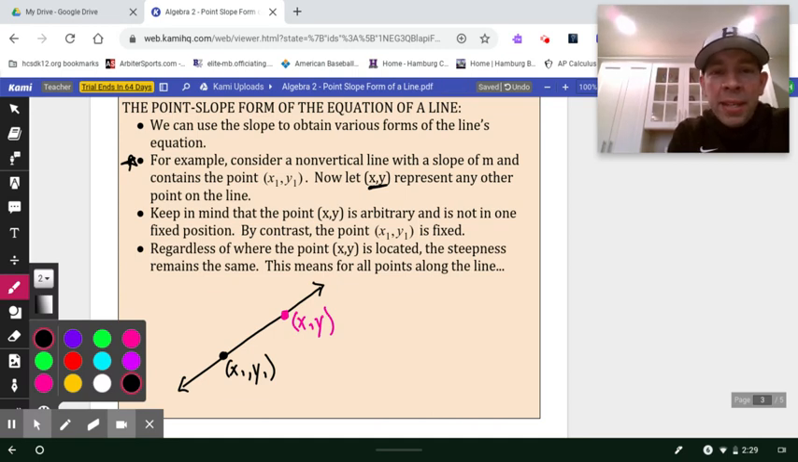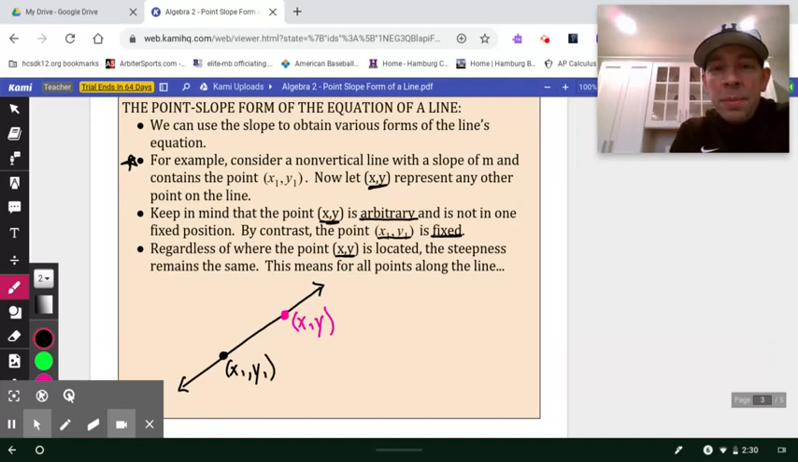Now, keep in mind that pink one that I just put on there is an arbitrary point. What does that mean? It's not in a fixed position, okay? By contrast, the x sub 1, y sub 1 that did have subscripts is fixed. He's kind of locked into place. Now, regardless of where you put this point x, y, no matter where it's located, you could have put it anywhere on that line, the steepness remains the same, and therefore the ratio of the rise to its run is always going to simplify to the same fraction, okay?